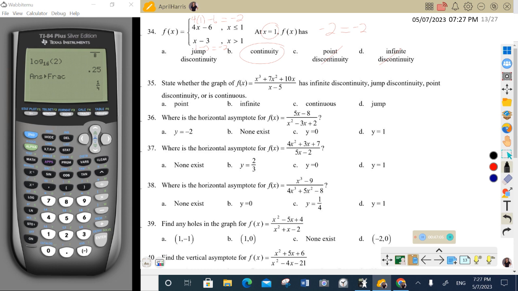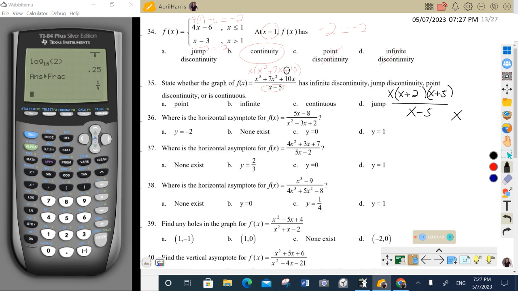Okay, 35 is asking about discontinuity, and I know we have a problem at 5, because if x equals 5, 5 minus 5 is 0. So I need to factor the numerator. The first thing I'm going to do is factor an x out. Okay, and then I need to factor that, so I'm going to rewrite it over here. I got x. I'm multiplying to get a positive 10. Either they're both positive or both negative. The middle sign's positive, so they're both going to be positive. So multiply to get 10, add to get 7, that's 2 and 5.